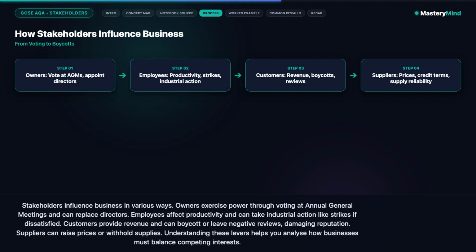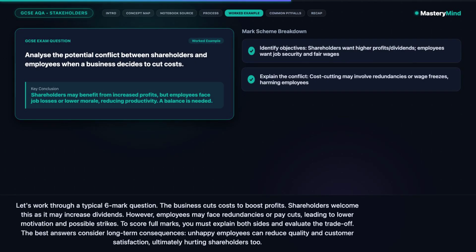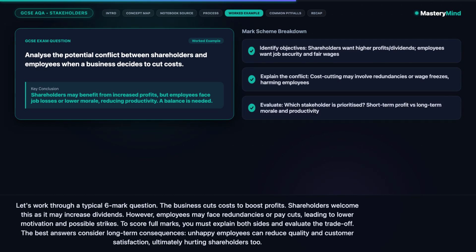Let's work through a typical 6-mark question. The business cuts costs to boost profits. Shareholders welcome this as it may increase dividends. However, employees may face redundancies or pay cuts, leading to lower motivation and possible strikes. To score full marks, you must explain both sides and evaluate the trade-off. The best answers consider long-term consequences. Unhappy employees can reduce quality and customer satisfaction, ultimately hurting shareholders too.